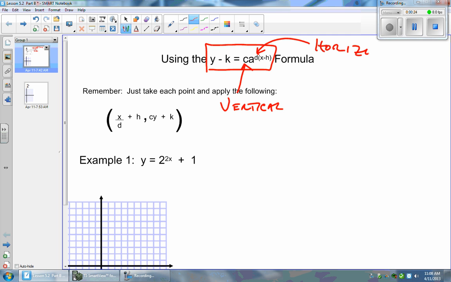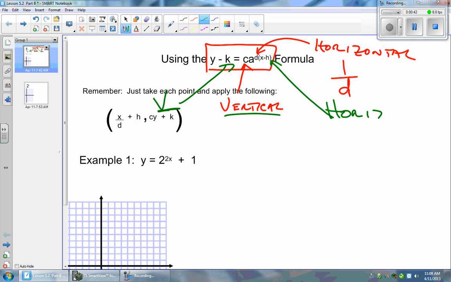And if you remember correctly, the horizontal one is always flipped. So the horizontal compression expansion is going to be 1 over d, all right? And then you've got these other wonderful things. This is going to move vertically, right? So the verticals all go together, and this guy is going to move horizontally. So that goes together. And you know, this is still all the way back to that nice little Math 20-1 that you did with the parabolas.